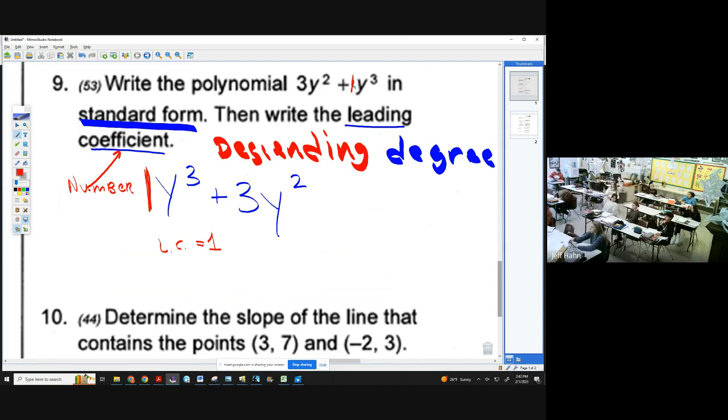Oh, you just switch it around? Because this has a higher exponent that comes with it. What if the higher exponent was on the left? You just keep it as 3. If this had been a 4, it already was in standard form, and the leading coefficient would have been 3.